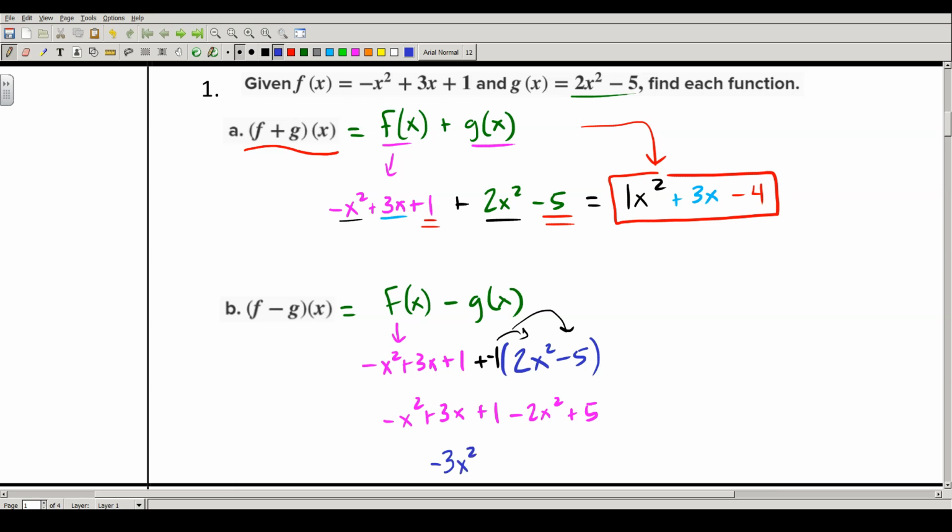And then we have plus 3x again, and this time we have plus 6. So f minus g of x, all we're doing is taking those two functions and subtracting the two functions to create this new function, which is this.